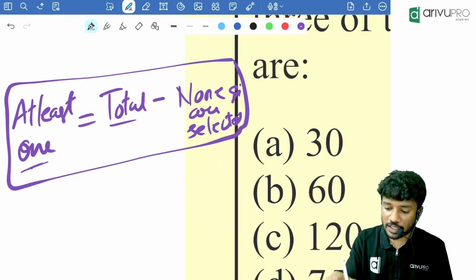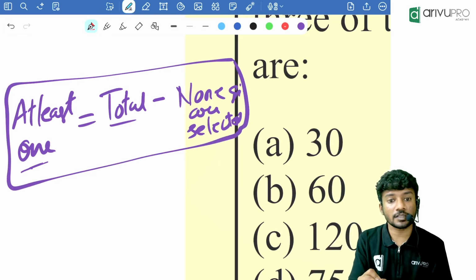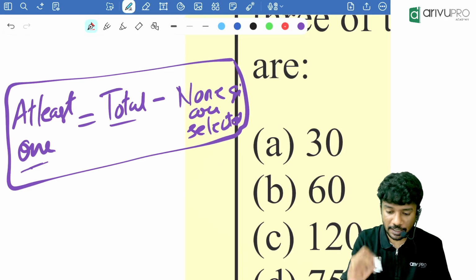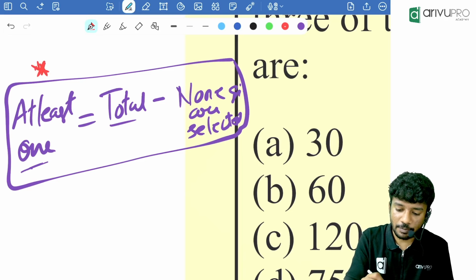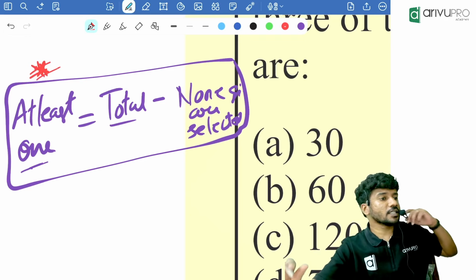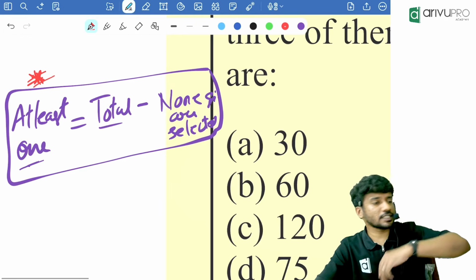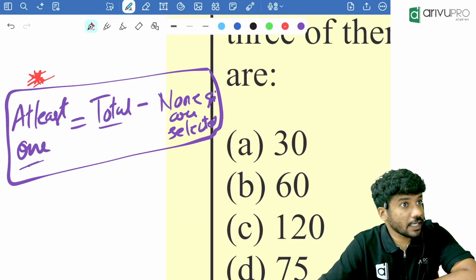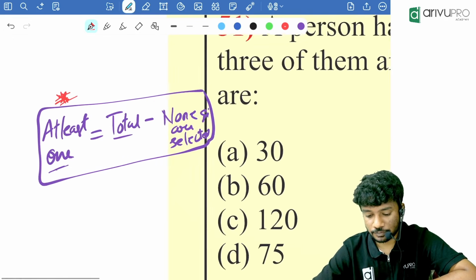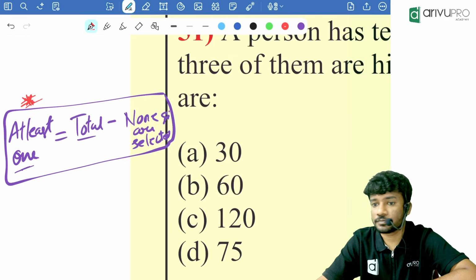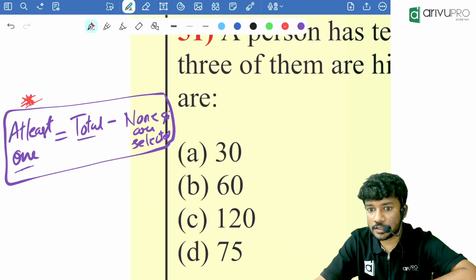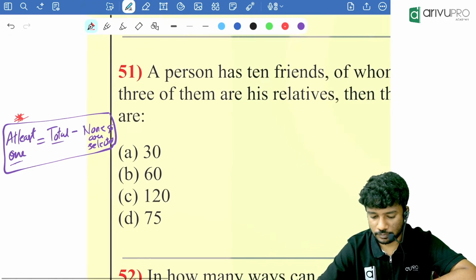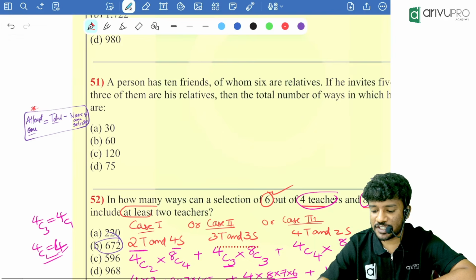I will show you with an example. That time you will be like, oh sir, we can do it in these many steps. That is also possible. Make a note of it. Very important. At least one is selected is what? Total minus none are selected. Make a note of it. Done, people? Got it? Total minus none.